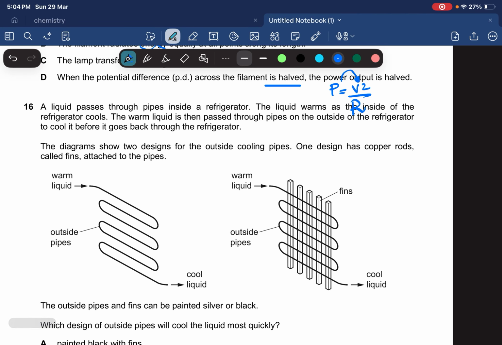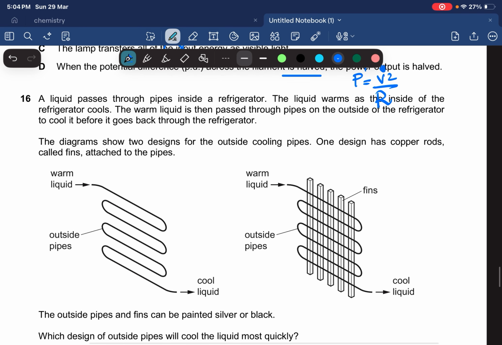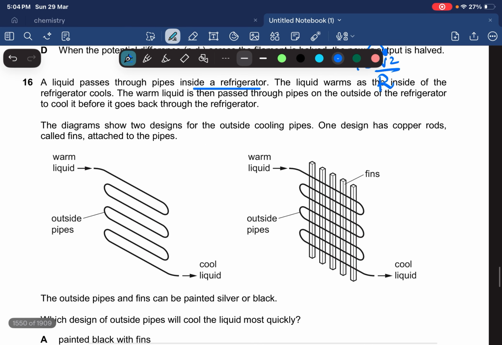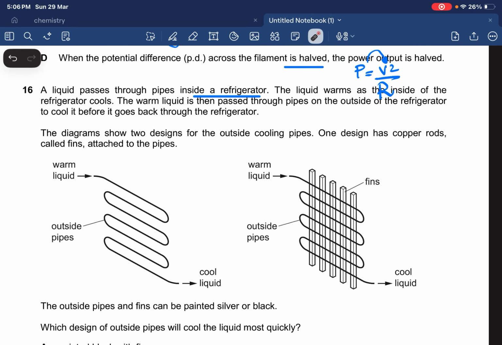Oh my god, a lot of thermal questions. Okay, liquid passes through pipes inside a refrigerator. So I guess that's going to involve some kind of convection or conduction, maybe. The liquid warms as the inside of the refrigerator cools. The warm liquid is then passed through the pipes on the outside of the refrigerator to cool it before it goes back through the refrigerator. So we have warm liquid moving through, we get cold liquid out, and then we again have warm liquid that we try to cool.